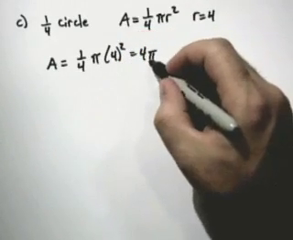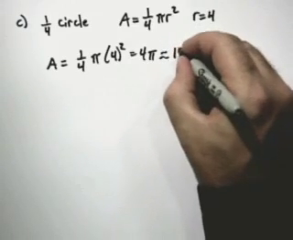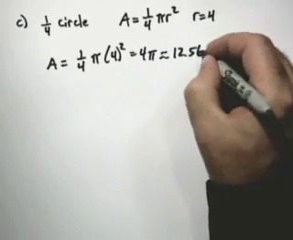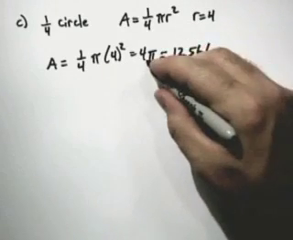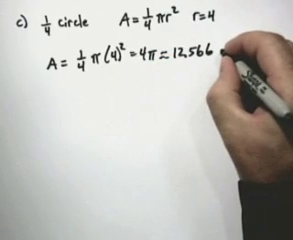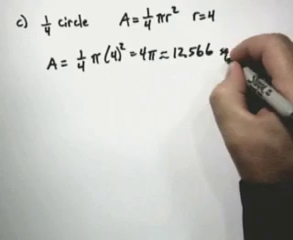Getting an approximate value for this, 4 pi is approximately 12.566. So the area is exactly 4 pi square units, which is roughly 12.566 square units.